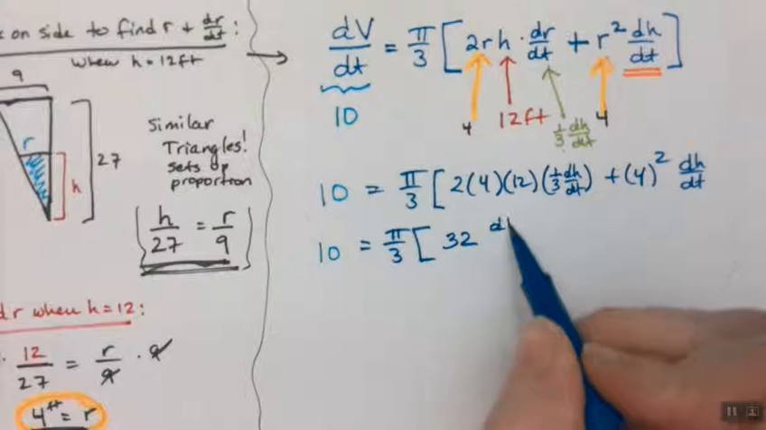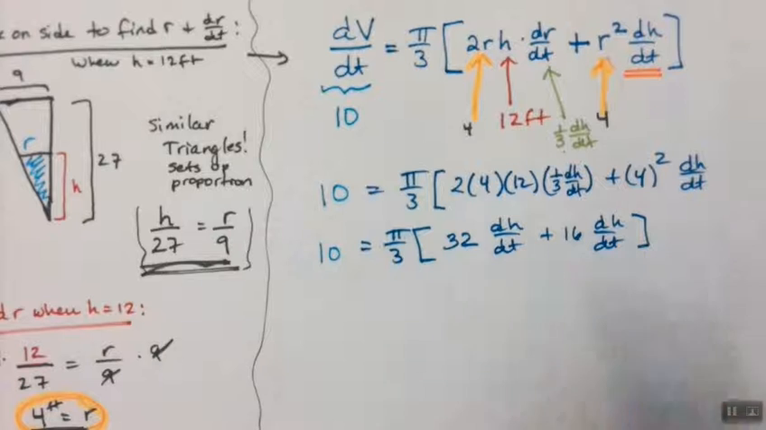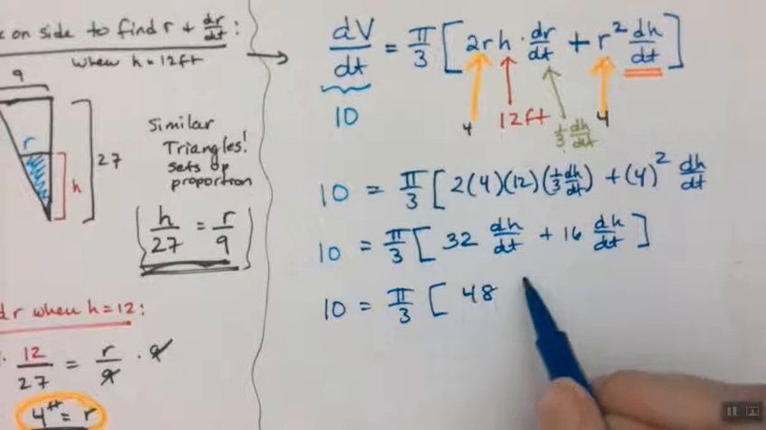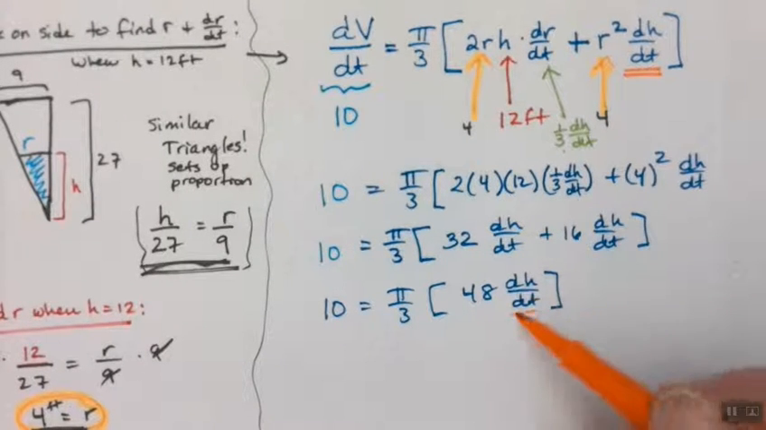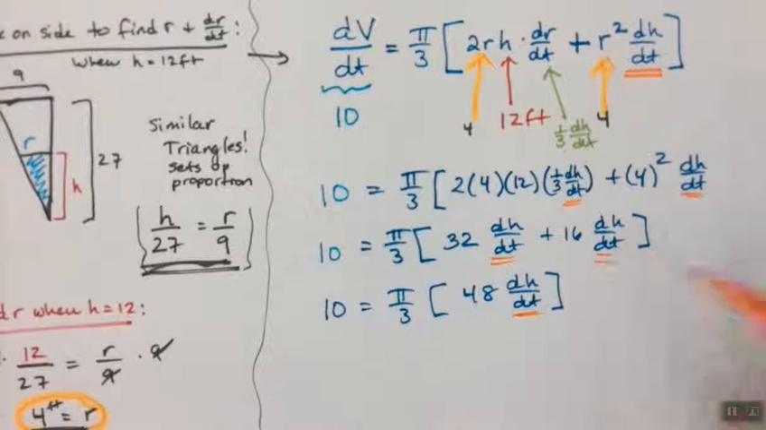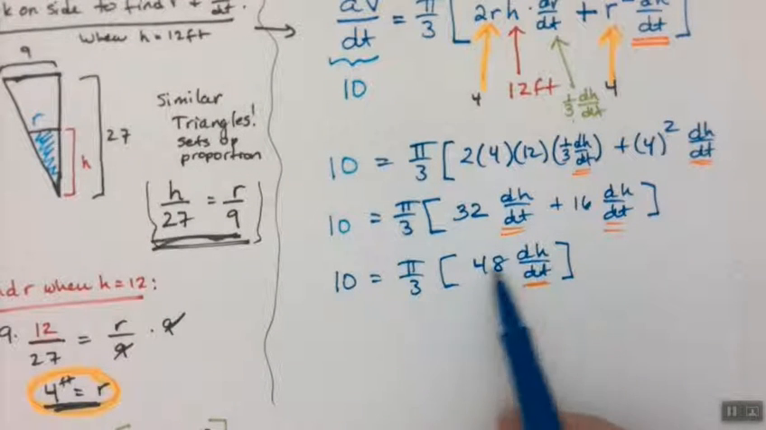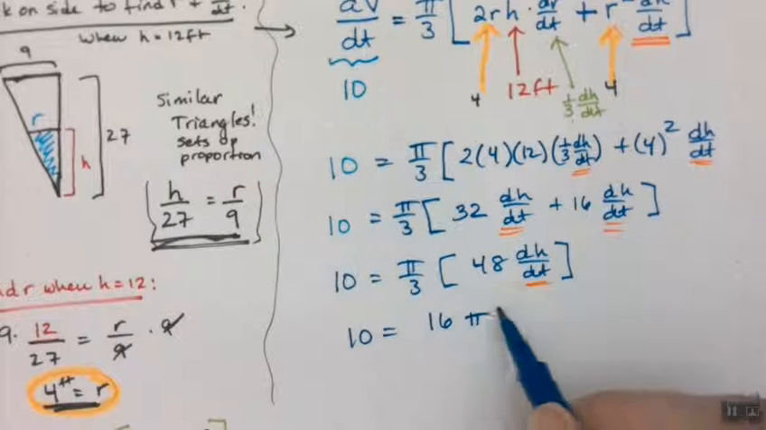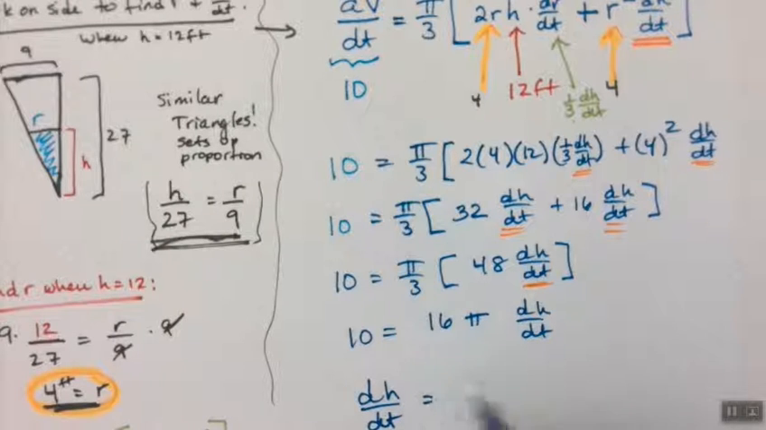So that's 32 dh dt plus 16 dh dt. So 10 is equal to pi over 3, and that's 48 dh dt. Now remember, dh dt is what we're trying to solve for. Right? This is what we're looking for. So I combine them together to make them like terms, and then I'm going to solve for it. Well, here 10 equals 3 goes into 48 16 times, so it's 16 pi dh dt. So that means that dh dt is equal to 10 divided by 16 pi.